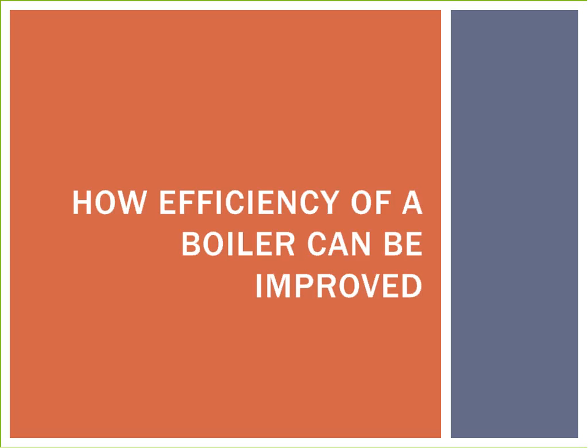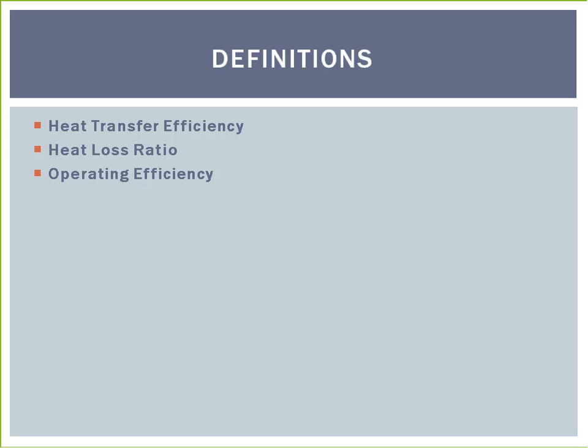Next, let's look at how efficiency of a boiler can be improved. First, let's go over some definitions that will be needed when understanding boiler efficiencies. Heat transfer efficiency is an inherent property of boiler design, and manufacturers typically indicate the values of efficiency that the specific boiler design provides. It is simply a ratio of how much heat must be put into a system to get a given amount of heat out.